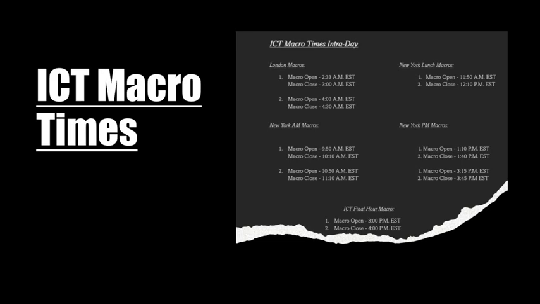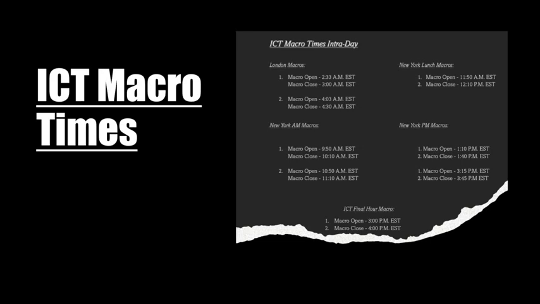So, the ICT macro times intraday. Starting from London session, going all the way to ICT final hour macro, okay? So if you trade London, make sure you guys write these things down, okay? If you're trading London session, the macro time is from 2:33 a.m. to 3 a.m. Eastern Standard Time, and this is the first macro during London session. The second macro time is from 4:03 a.m. to 4:30 a.m. Eastern Standard Time, and that is the last macro time of London session.